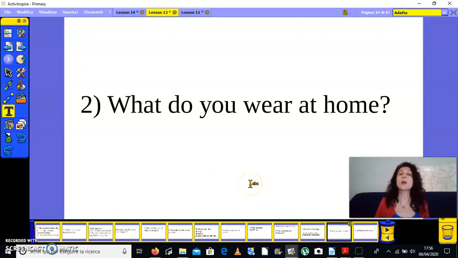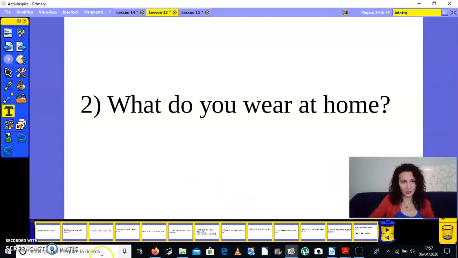Question 2. What do you wear at home? Here, please say what you usually wear at home. At home, I usually wear a comfortable sweater, trousers, and I don't know what you usually wear at home.